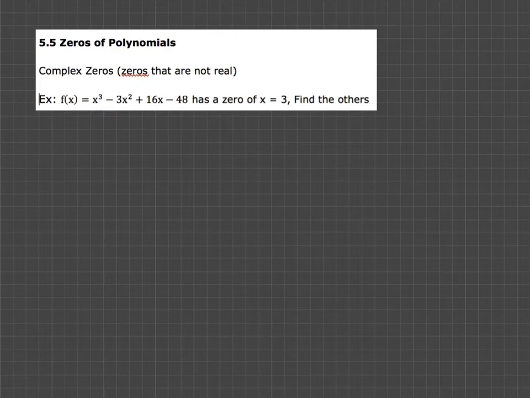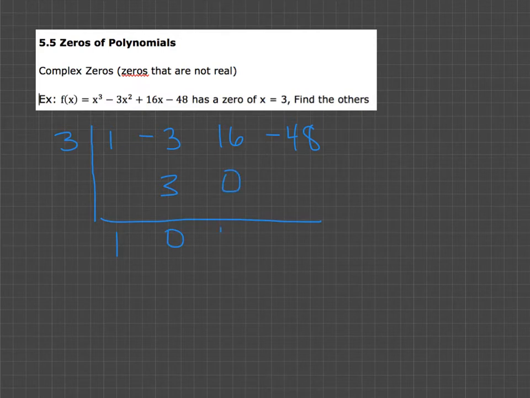So we learned how to do this in the previous section. We are going to use synthetic division, and we put our 0 in that position, and then we write out our coefficients and go through the synthetic division. Bring down the 1, multiply by 3, we add down and get 0. 0 times 3 is 0, add down, we get 16. 16 times 3, we get positive 48.